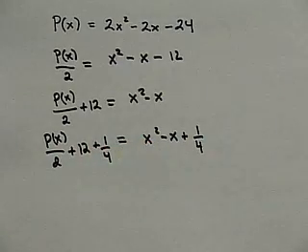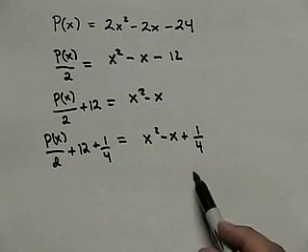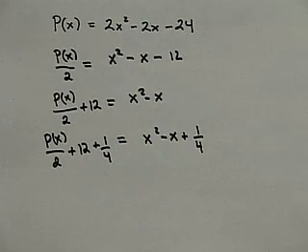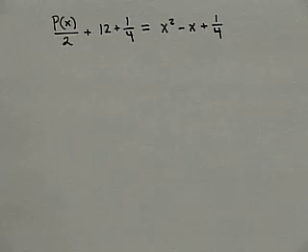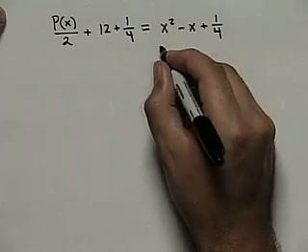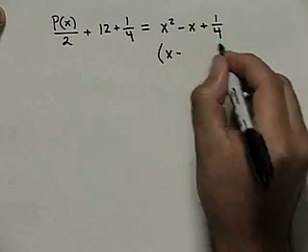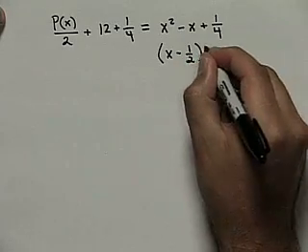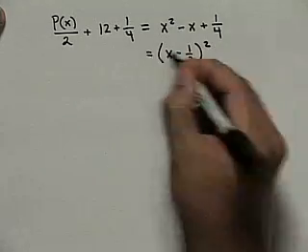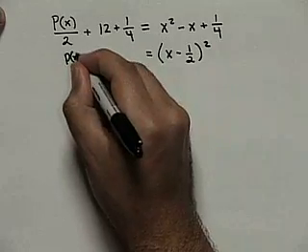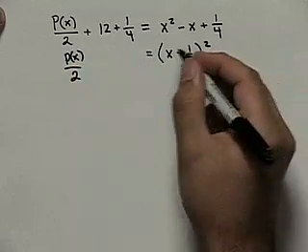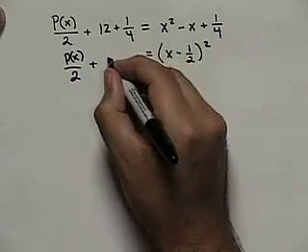Now by doing that, we've created a situation where we can factor the right side into a perfect square. So let's go ahead and factor that side of the equation. x squared minus x plus 1/4 can be factored into x minus 1/2 quantity squared. And the other side of the equation becomes p of x over 2. 12 plus 1/4 becomes 49 over 4.